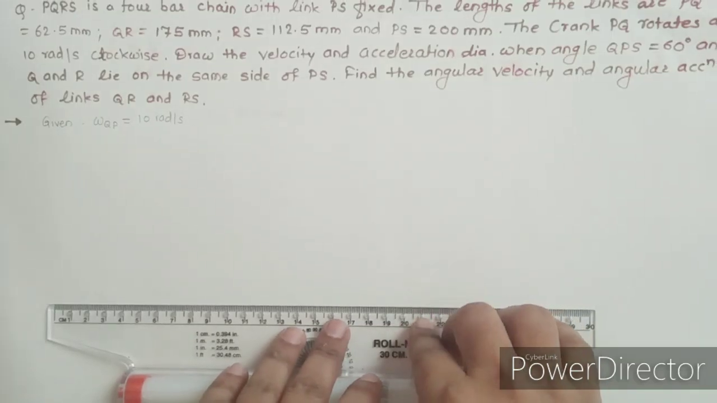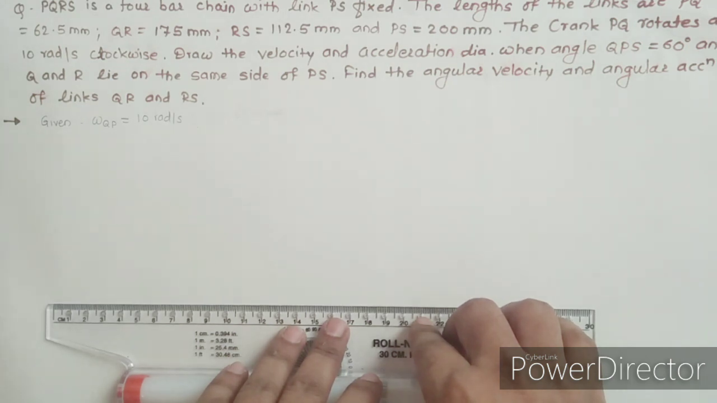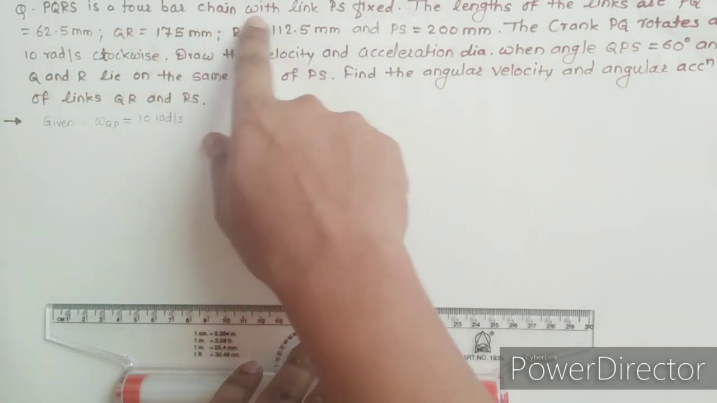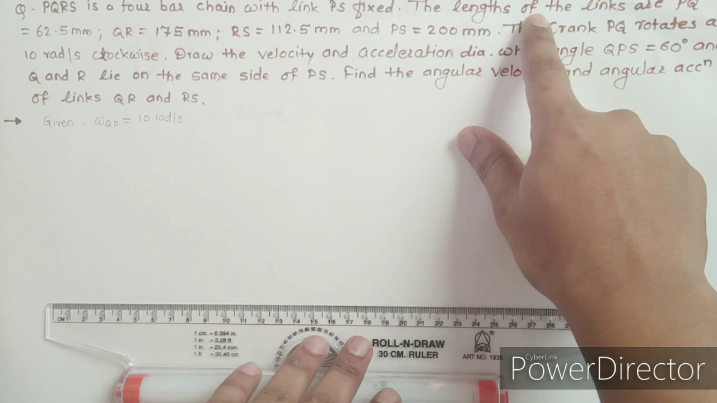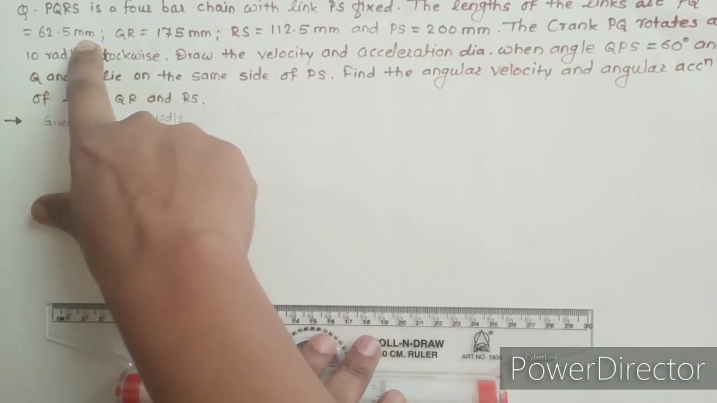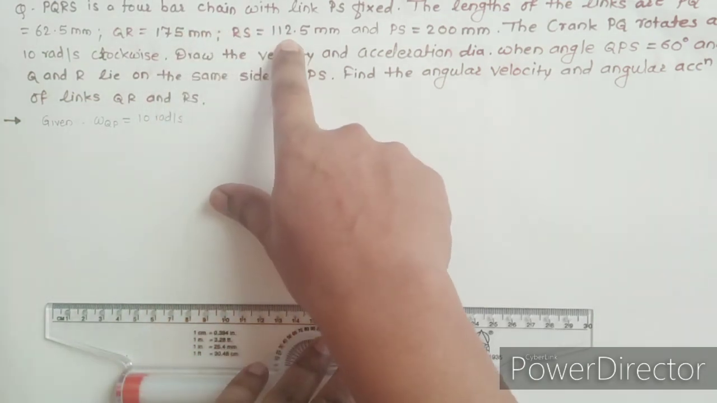In this video we are going to see the next example of velocity and acceleration of a 4-bar chain. Here is the question. PQRS is a 4-bar chain with link PS fixed. The lengths of the links are PQ equal to 62.5 mm, QR equal to 175 mm, RS equal to 112.5 mm, and PS equal to 200 mm.